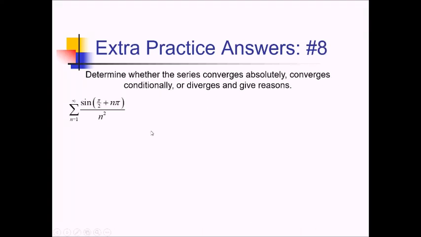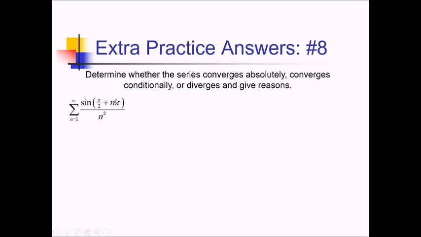For this problem, I'm trying to figure out if this series converges absolutely, conditionally, or not at all. So to start with, let me get a sense of what this series is actually doing, because sine is sort of a weird function to have in a series. If we plug in 1 for n, that would be pi over 2 plus pi, so 3 pi over 2. The sine of that is negative 1. Now if we plug in 2 for n, that would be pi over 2 plus 2 pi, so 5 pi over 2. And that's kind of the same as having pi over 2, so that would be positive 1.